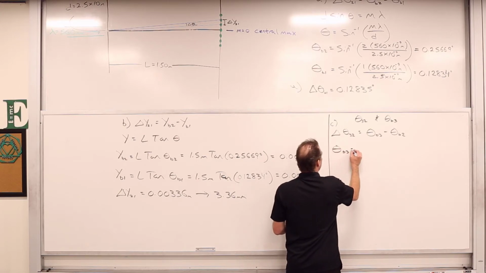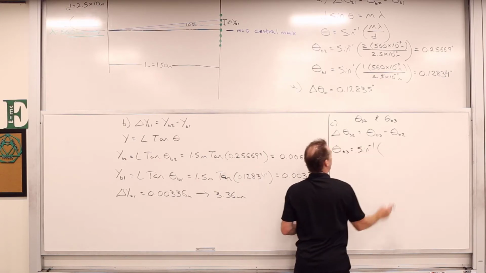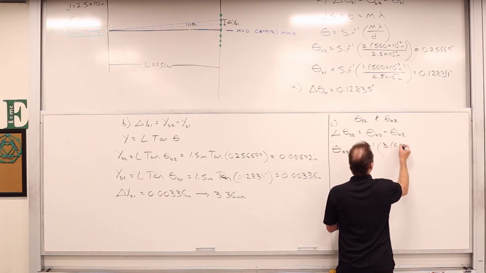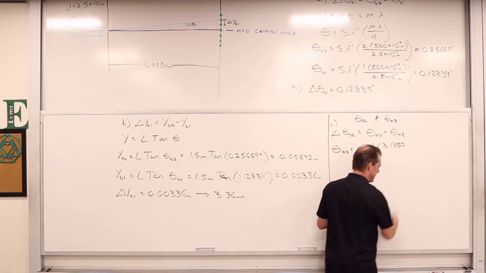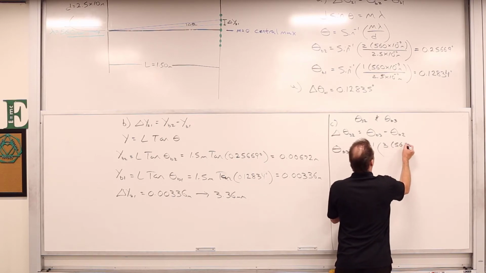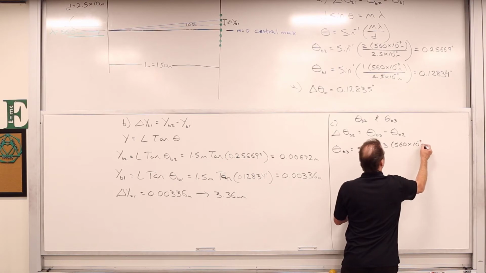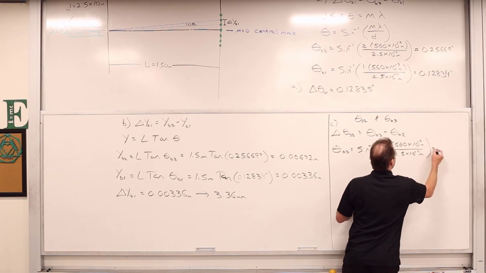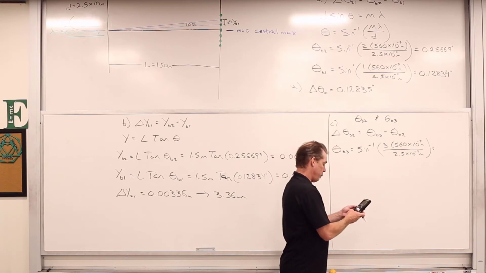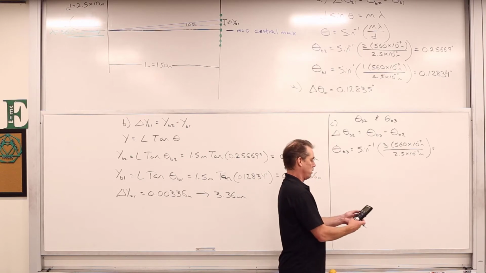Theta B3 is the arc sine of m lambda over d. m is equal to 3 times 560 times 10 to the negative 9 meters divided by 2.5 times 10 to the negative 4 meters gives us, let's calculate that on out right here. Sine 3 times 560. We've got 0.38503.